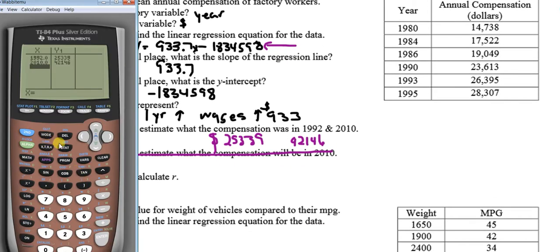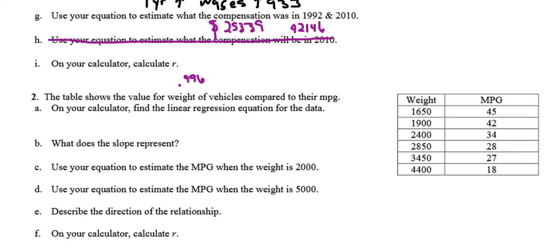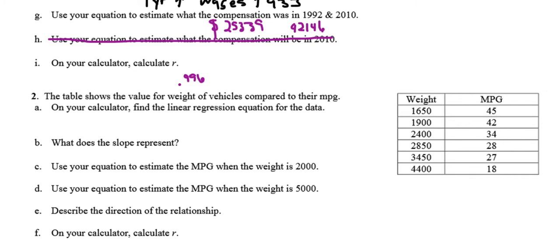R on my calculator, once again, stat calc number 4. And when I had it up, I should have written it down. It's 0.996. That is very, very close to 1. So that's almost a perfect linear relationship between the year and the annual compensation. And it's positive. In other words, as years increase, wages increase.